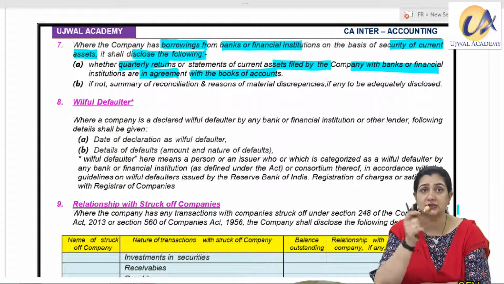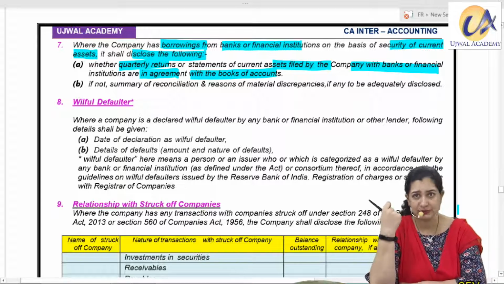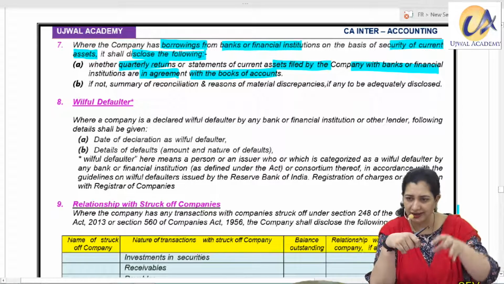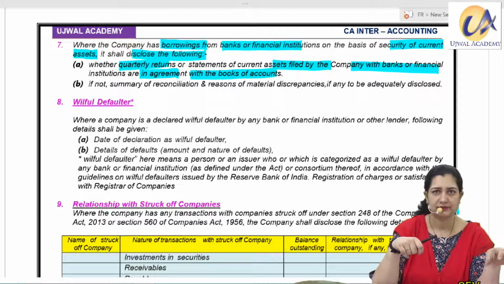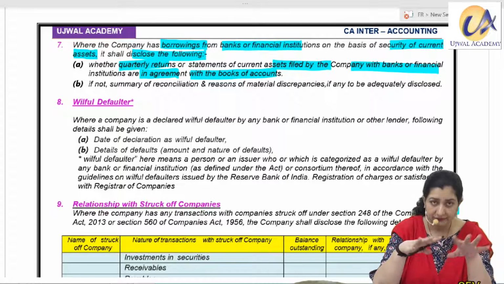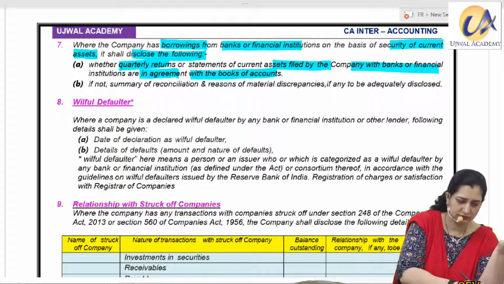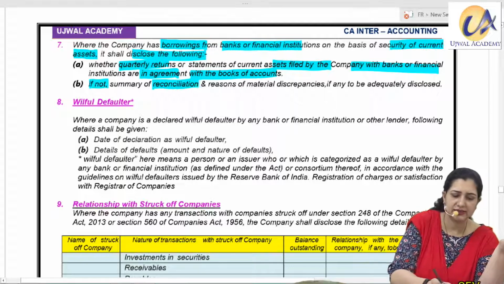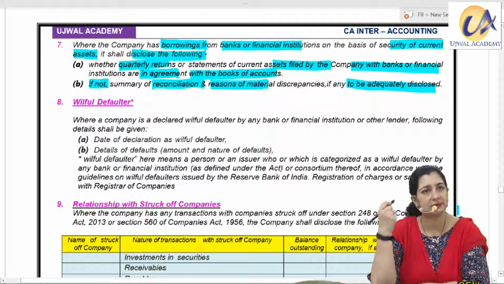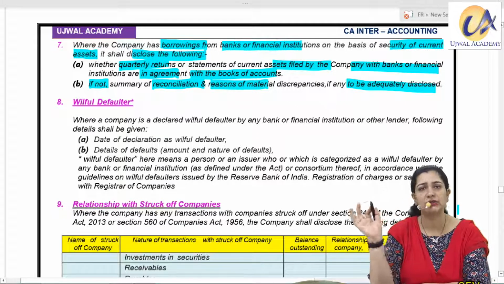So in that case, you have to see that whatever you are filing with the bank, these are my current assets, whether those quarterly returns are tallying with your books. Whatever books you're showing current assets and what you have shown there, are they tallying? First thing. If not tallying, then give the reconciliation, give the reasons, disclose why there were differences, discrepancies, give those details.